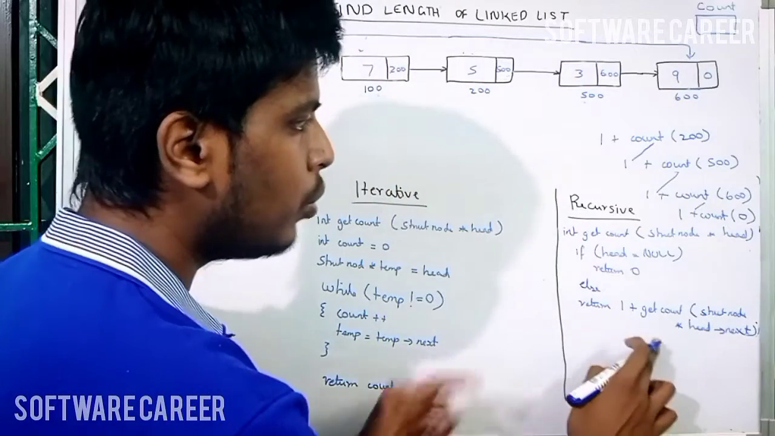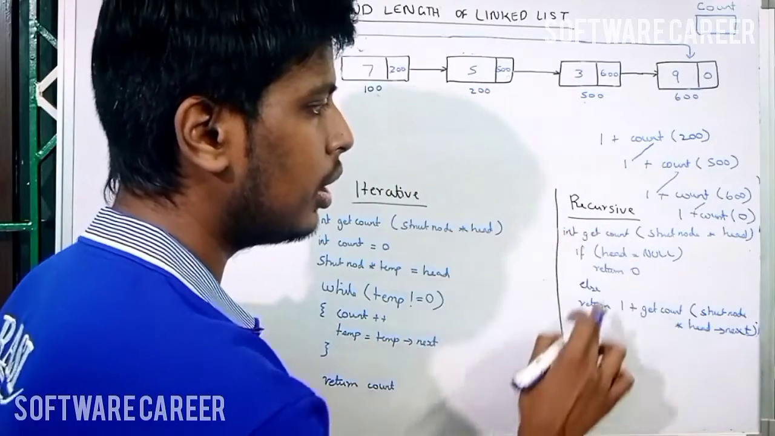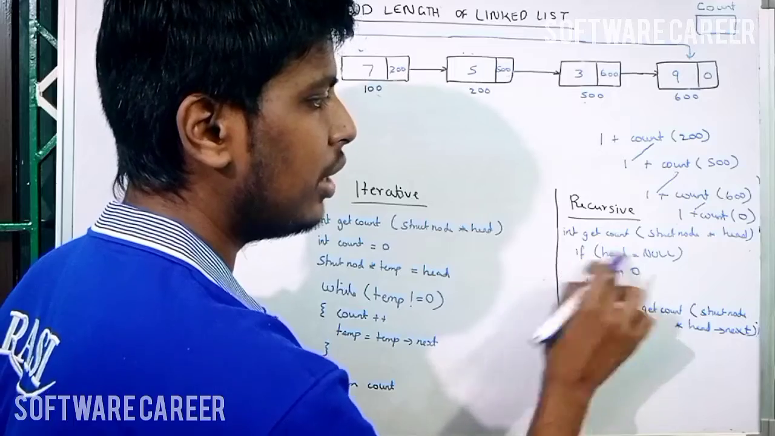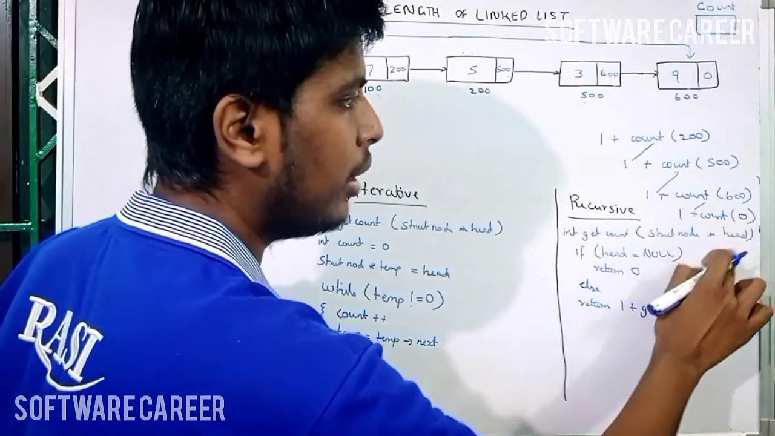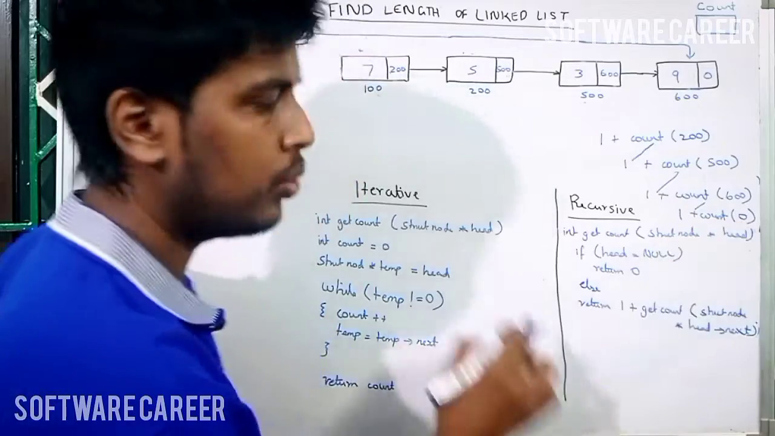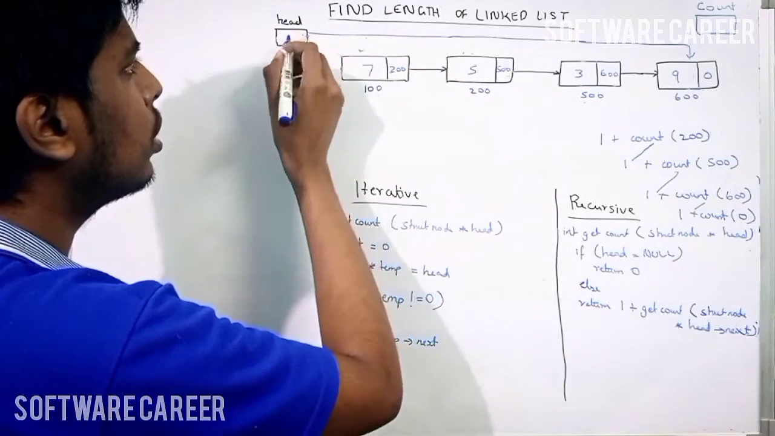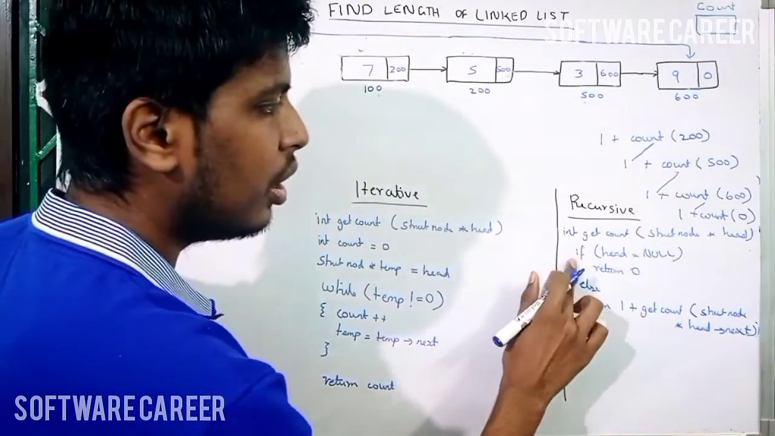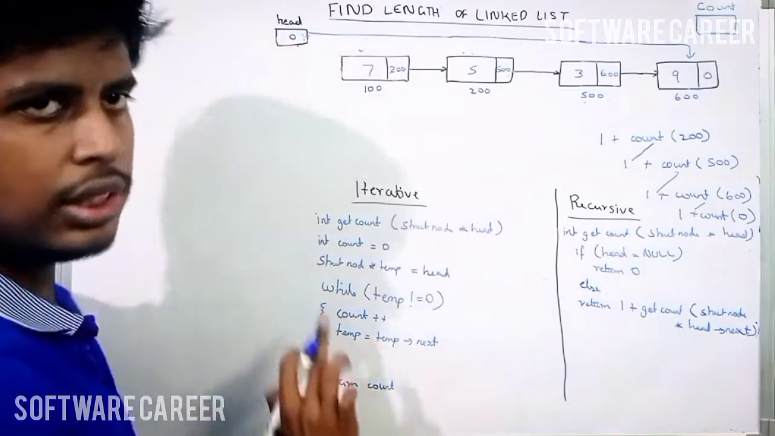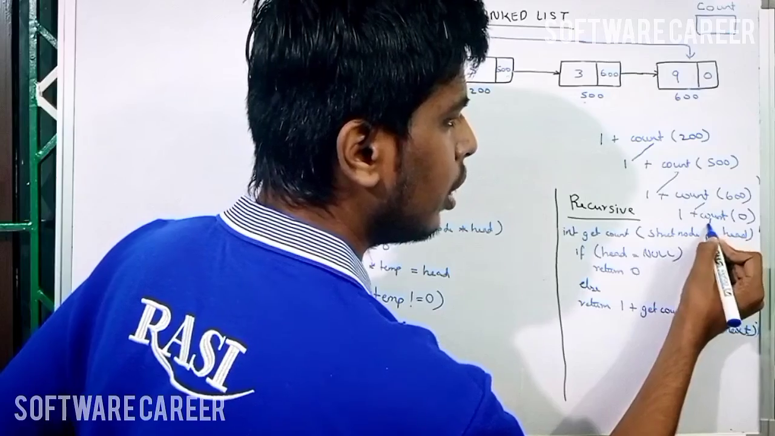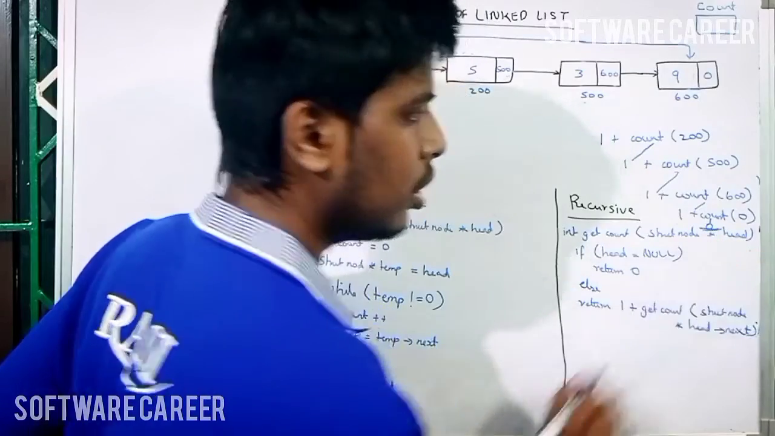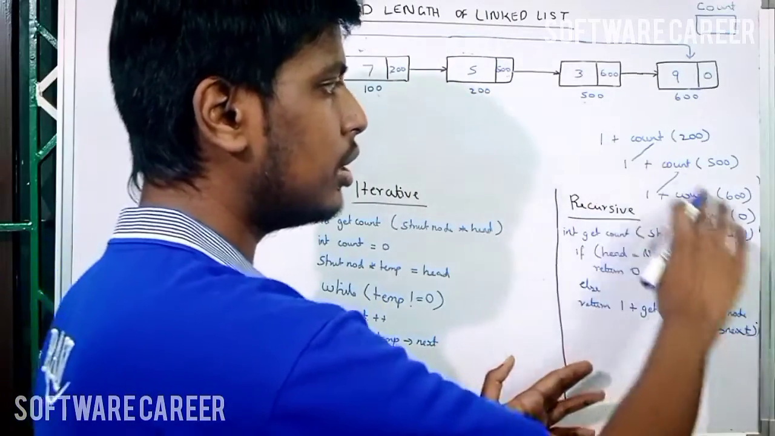Now again the recursive function is called. Now it's checking whether head is 0 or not. Now this head parameter is 0. So I am writing 0. Now it's checking if head is 0. Yes, it's 0. So now return 0. Now this value is 0. So now the recursive function is called.